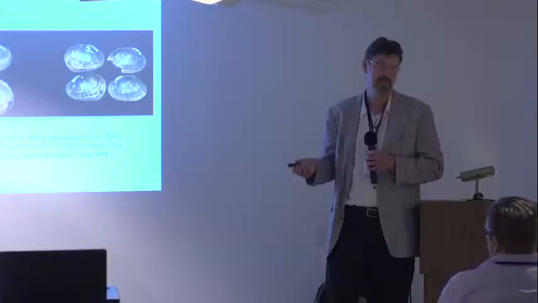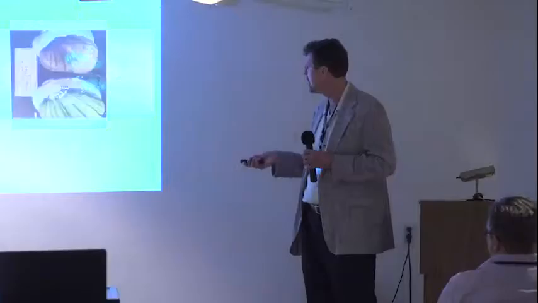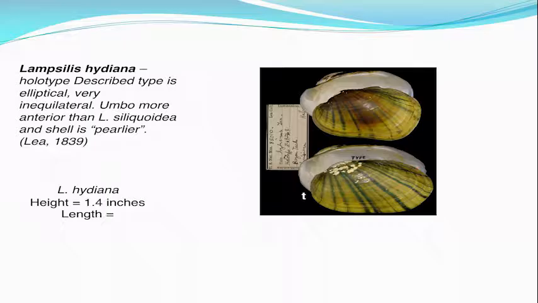So they asked me about whether it's possible it could be this other species, Lampsilis hydiana, which here's the type from Isaac Lea's description from the Smithsonian. And so it's a couple inches long. I don't know what happened to the length there.